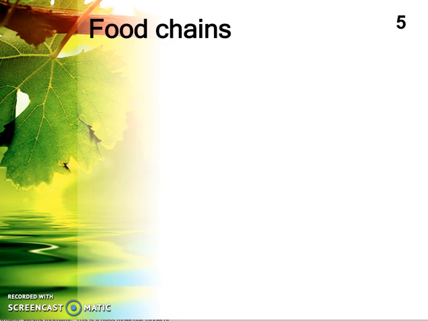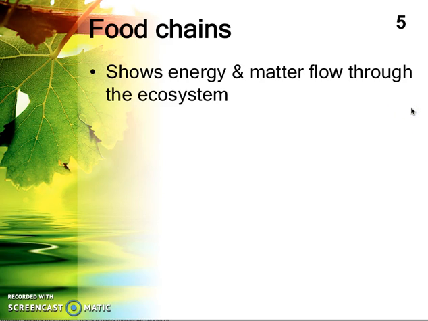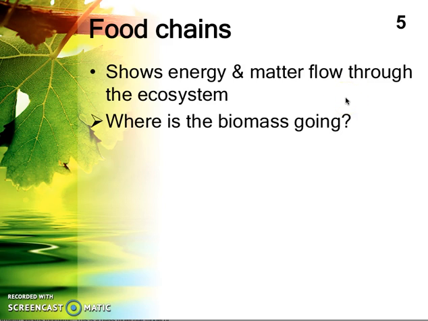So now we're going to talk about food chains, and we already talked a little bit about this, so it should be familiar to you. But food chains are showing the energy and the flow of matter throughout an ecosystem. So energy, because some energy is always transferred and lost when organisms are consuming other organisms, and matter because you're consuming an organic molecule and then you're going to break it down. So matter is also flowing throughout an ecosystem. So basically, food chains are showing where this biomass is going. So where is all that carbon and organic molecules, where is it going in the ecosystem? That's what food chains are really showing.